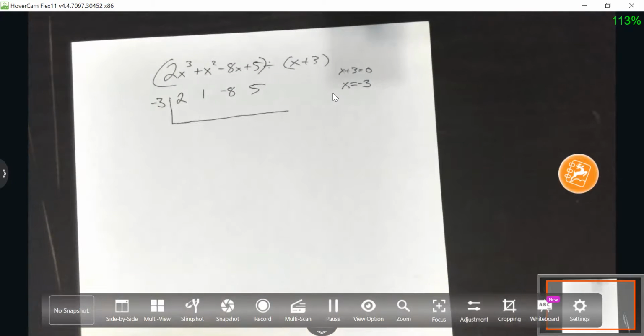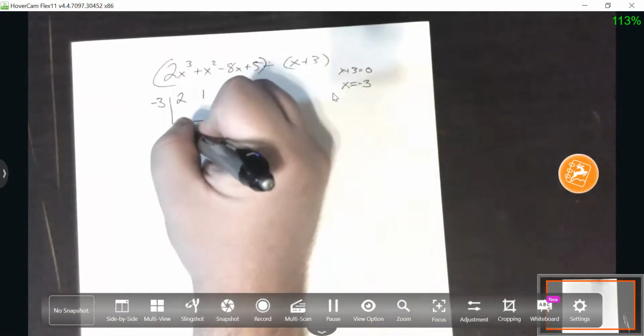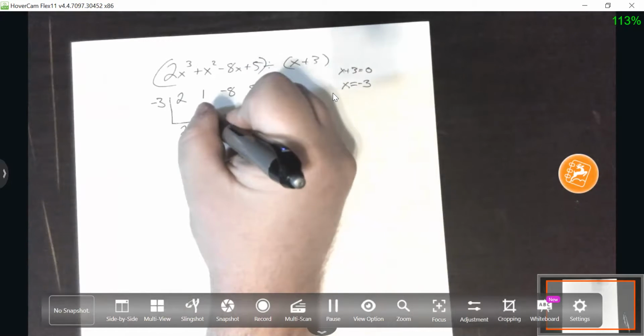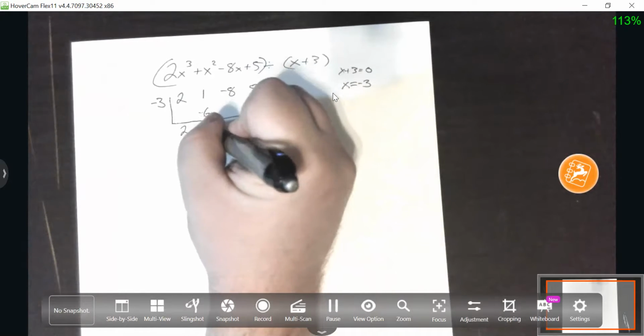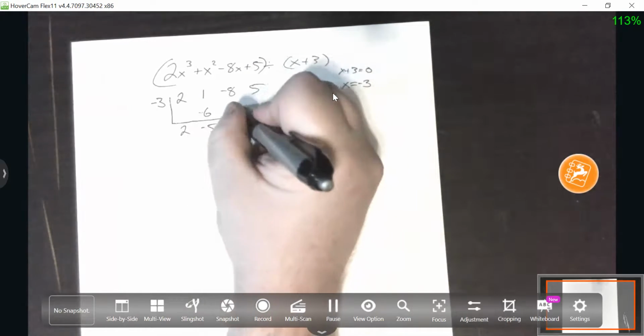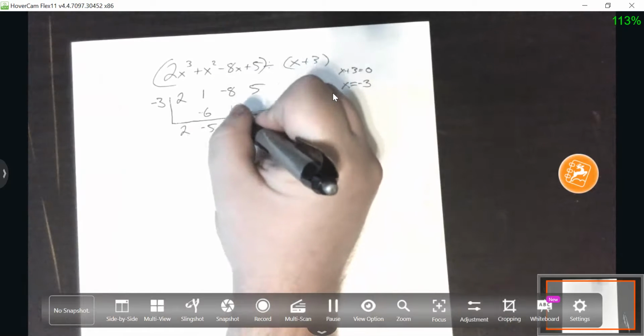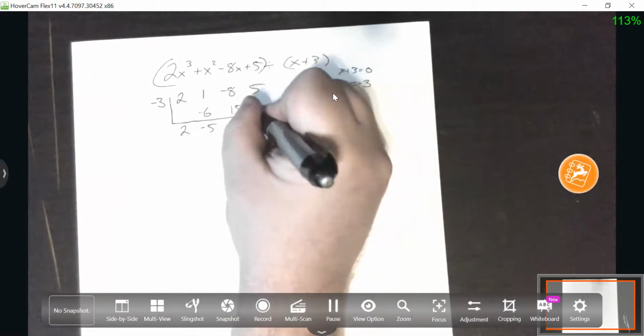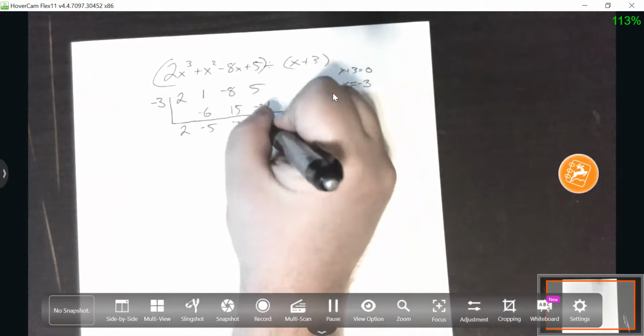Now we can do our synthetic evaluation process. So I bring down the 2. Negative 3 times 2 is negative 6. Gives me a negative 5. Negative 3 times negative 5 is 15. That gives me a 7. Negative 3 times 7 is negative 21, which gives me a negative 16.